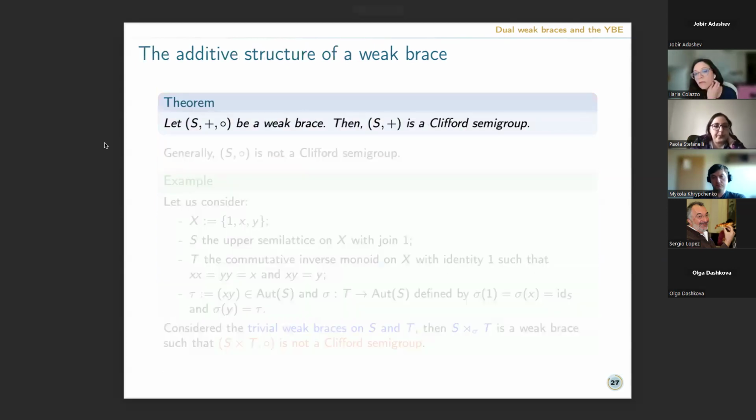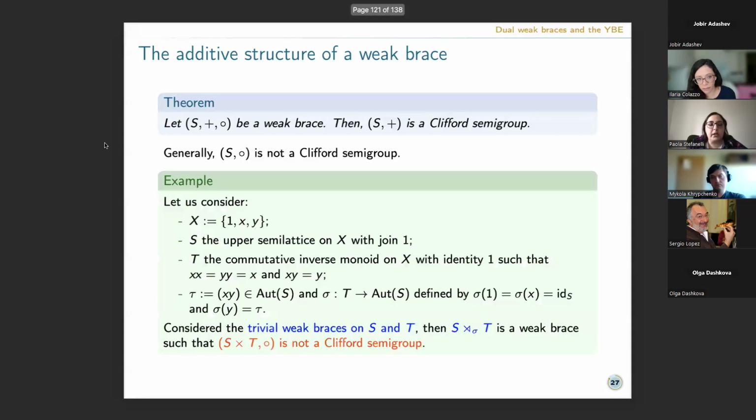And if we look at the structure of a weak brace, we have that S plus is exactly a Clifford semigroup. In general, the multiplicative structure of a weak brace is not a Clifford semigroup. And we can obtain easy instances of this type essentially by considering the semidirect product of Clifford semigroups, that in general is not a Clifford semigroup.